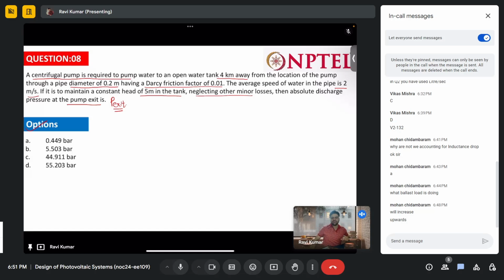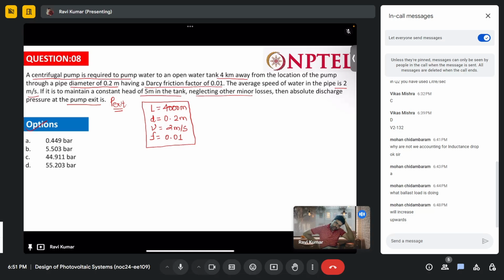See, first understand what is given. The length is 4000 meter. The diameter is 0.2 meter. The velocity is 2 meter per second. And what else is given? Friction factor 0.01. So these are the quantities already provided in the question.